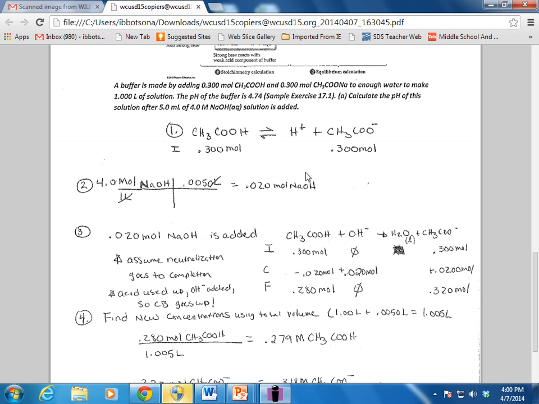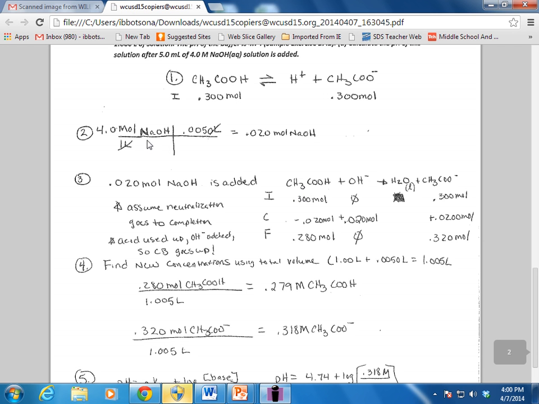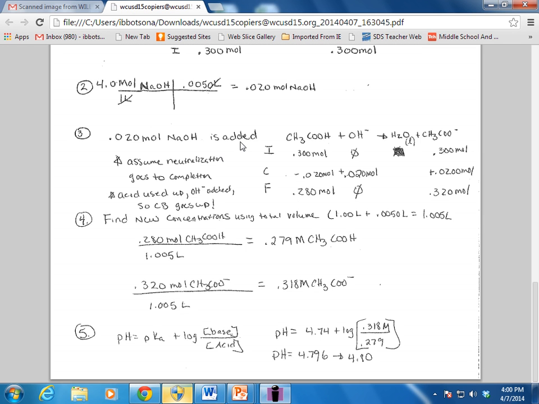Now what I'm going to do is change the equilibrium by adding a strong base to this. I need to know how many moles of strong base I'm adding because I need to do stoichiometry with the coefficients. So I converted 4 molar into 4 moles per 1 liter of NaOH multiplied by its volume in liters. So I had to convert 5 milliliters to liters. And I'm adding 0.020 moles of NaOH to the buffer. Well, in a buffer, when I add base, the acid is going to neutralize it and go to completion. So here's what I'm doing in step 3. I'm adding 0.020 moles of NaOH.